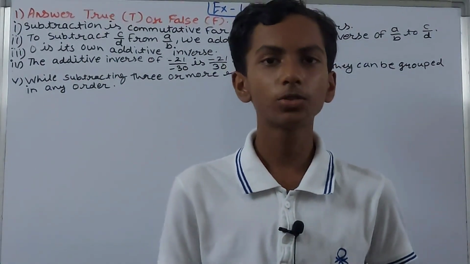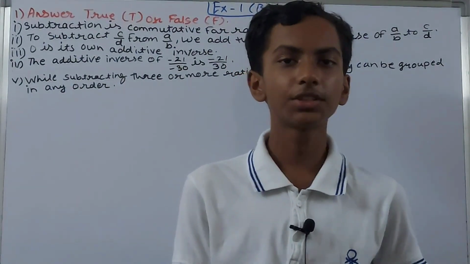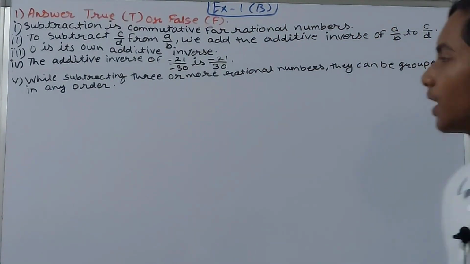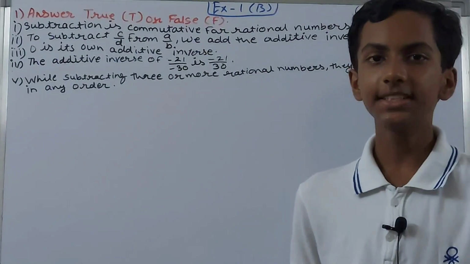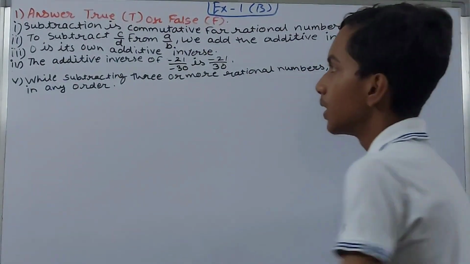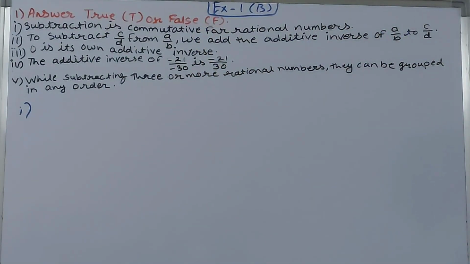In this video we are going to solve ICSE Mathematics Class 8 Chapter 1 Rational Numbers Exercise 1B Question 1. It is answer true or false. The statements are given, and we have to tell whether these statements are true or false. Very simple. First one: subtraction is commutative for rational numbers.